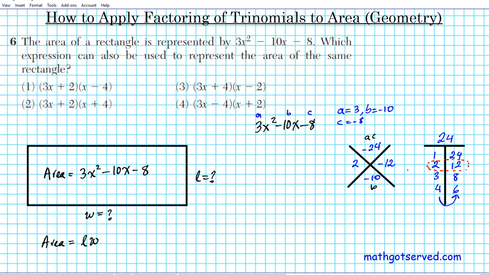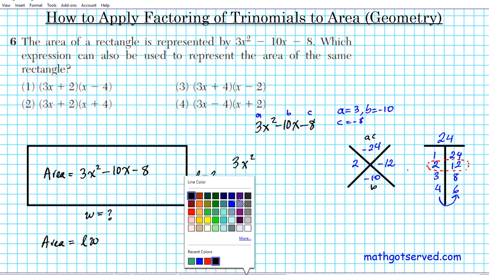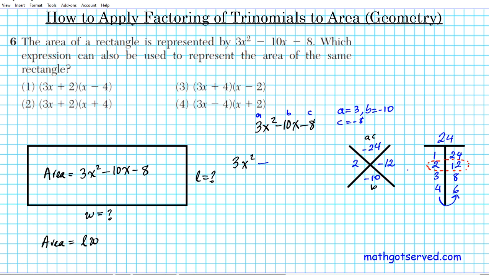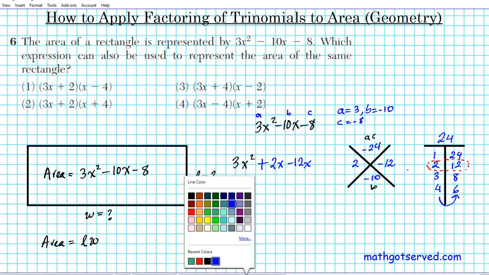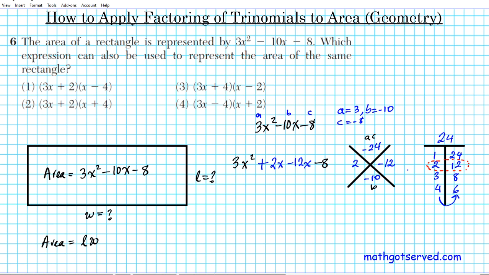So we will have 3x squared, and instead of negative 10x, we'll replace it with the two numbers we just got, plus 2x minus 12x. So we insert the numbers in the middle and then just put x's next to each of them. Alright, now we have four terms. We can now factor by grouping. We'll break it down the center and factor by grouping.